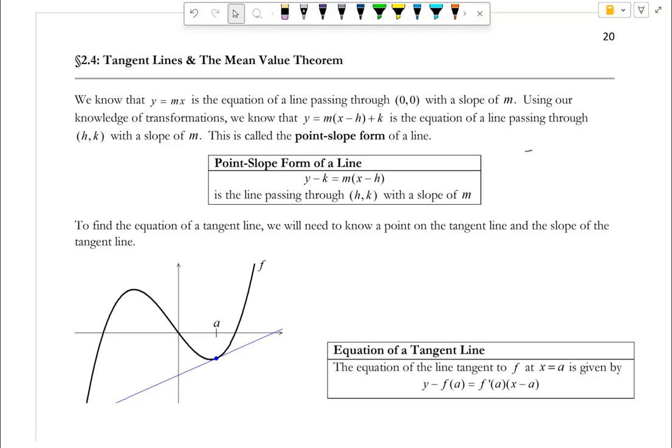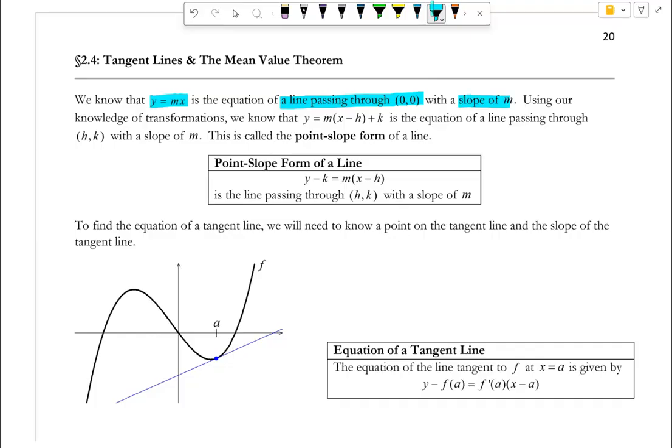In Lesson 4, we're working with finding equations of tangent lines as well as applying the mean value theorem. So recall that from middle school or from Algebra 1, we know that an equation written y equals mx, that's the equation of a line that passes through 0, 0 with a slope of m.